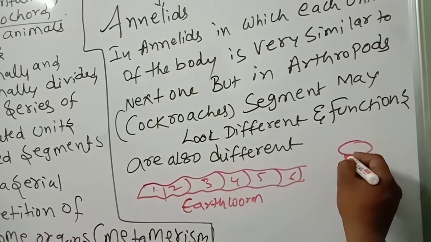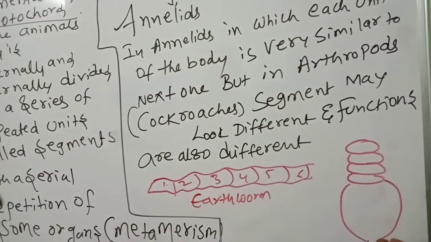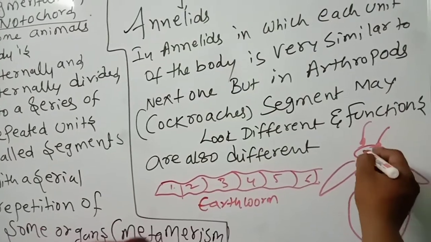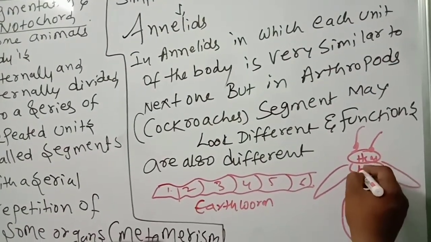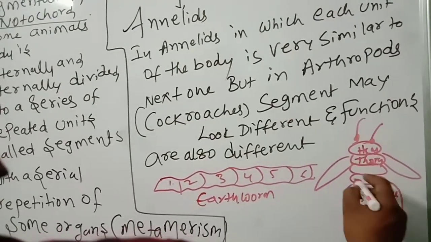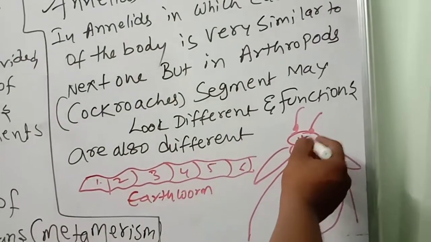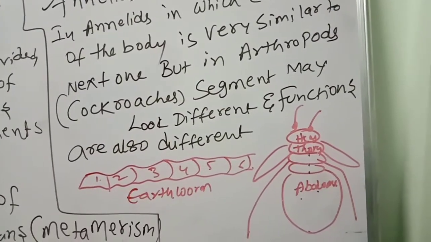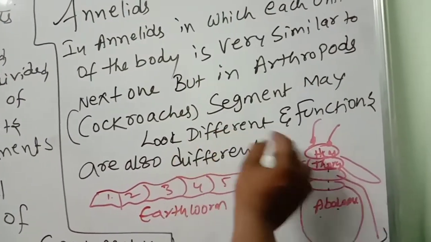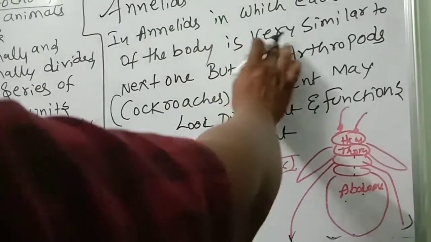But in the cockroach, you see it is like this, and like this. Here is the head, the thorax, and this is the abdomen. So what you understand from this is that the segments have different shapes, different structures, and different functions. That is why it is mentioned that cockroach segments may look different, and functions are also different. But in earthworms all segments are very similar to the next one.